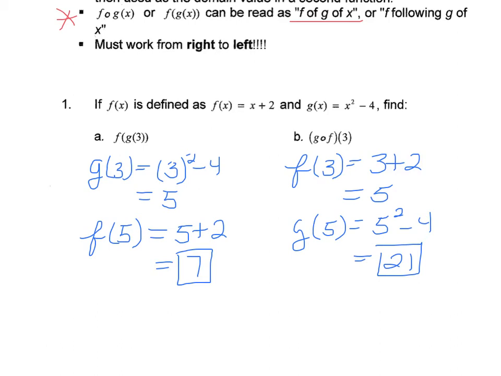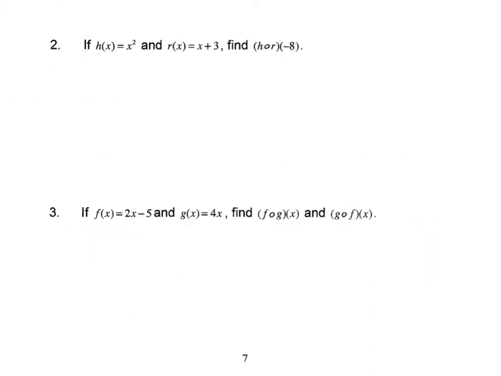Okay, let's go on to a couple more examples. Number 2, h of x is x squared and r of x is x plus 3. Find h of r of negative 8. Remember, we work right to left. So we're going to find r of negative 8 first. So we're going to plug negative 8 into the x of r of x and get negative 8 plus 3, which comes out to be negative 5.